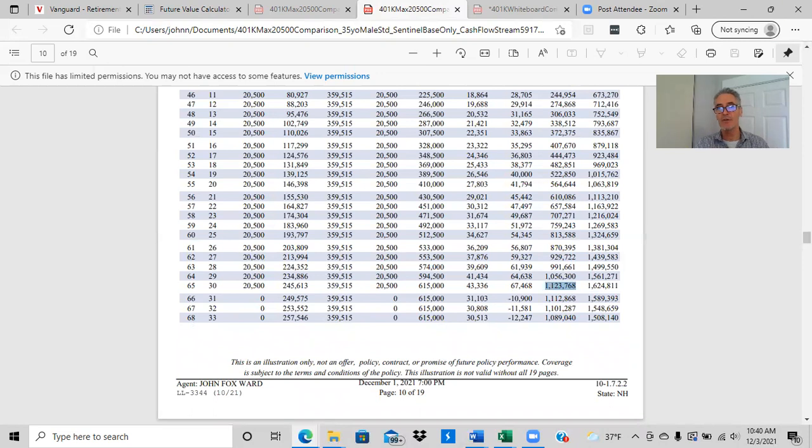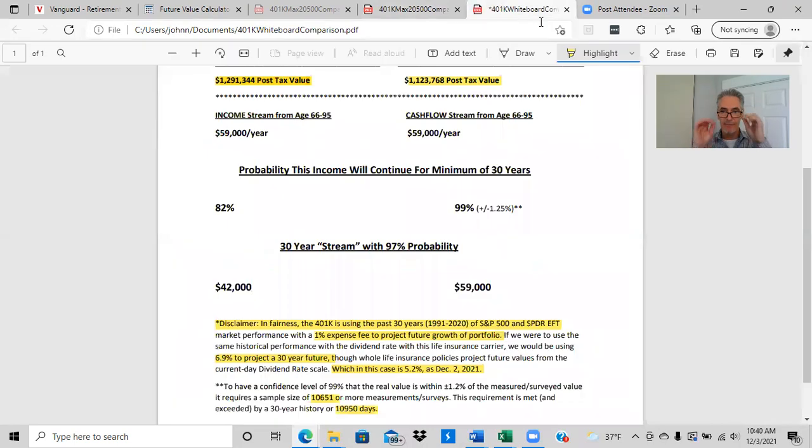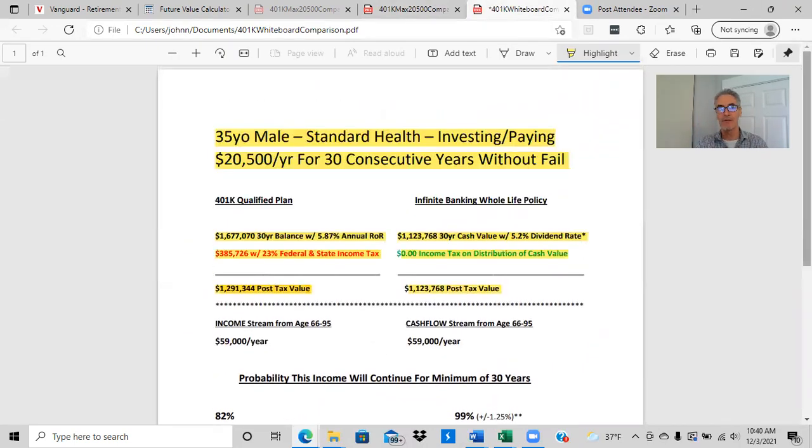So let's go to my whiteboard document that I've created, and we're going to talk about the lay of the land here. And I've already done some highlighting here. We're talking about a 35-year-old male, standard health, investing or paying $20,500 a year for 30 consecutive years without fail into a 401k. And then what it looks like if you're doing this in an infinite banking whole life policy.